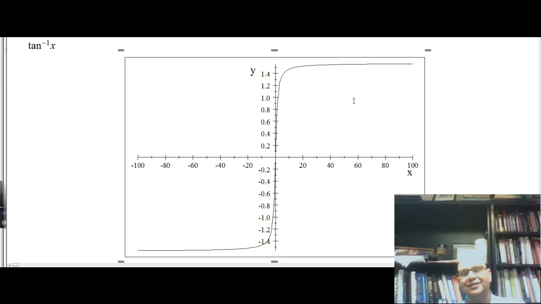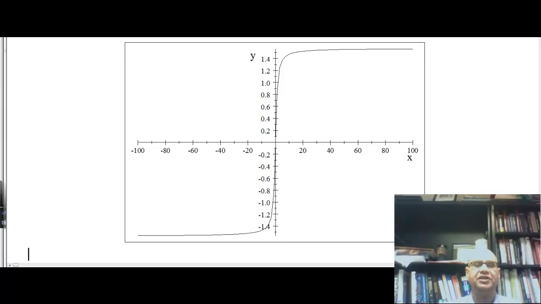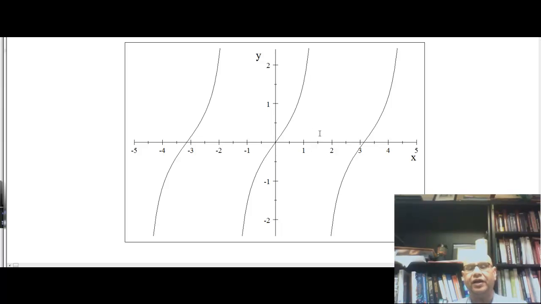Tangent inverse. 1.5, yeah, that approaches 1.5, well close to it, because remember for tangent x, it has these vertical asymptotes, remember that? At x equals pi over 2 and x equals negative pi over 2, right?